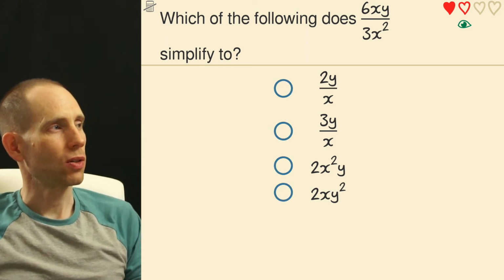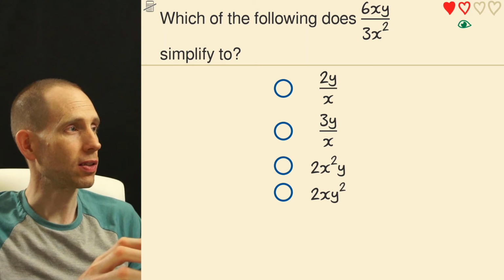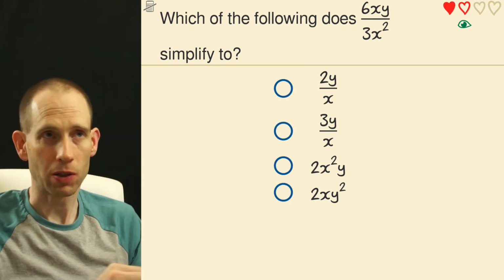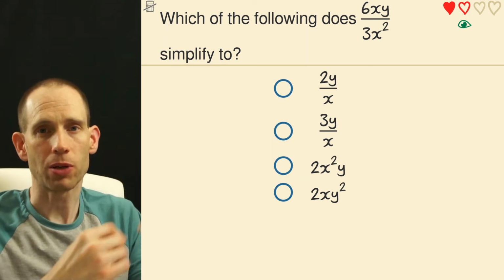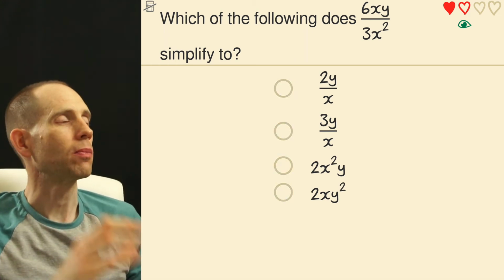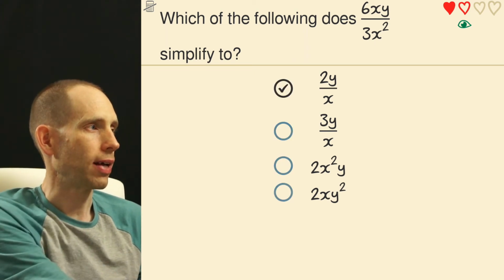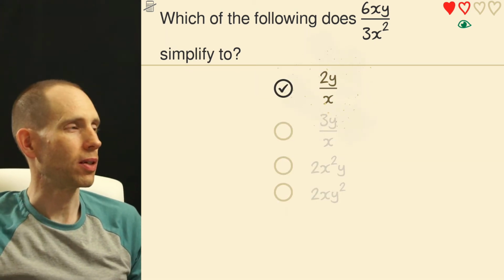x divided by x squared means there's one x factor in the top, two x factors in the bottom. So one of the x's in the bottom will cancel with the one on the top. So x divided by x will give 1. So I think we're going to be left with 1x in the bottom, a y on the top, and a 2 on the top. So 2y over x, I think, should be our answer. There we go.